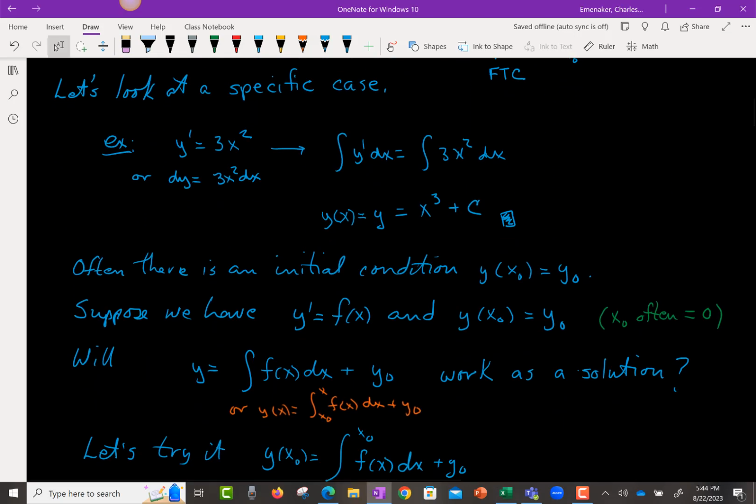Let's take a look at a specific case. Let's say we have y prime equals 3x squared.